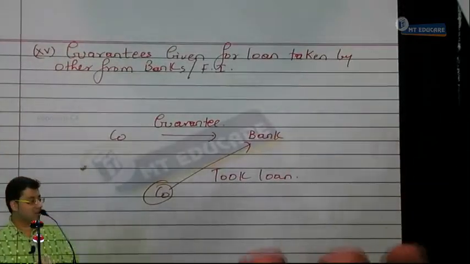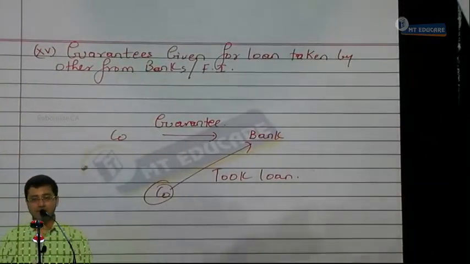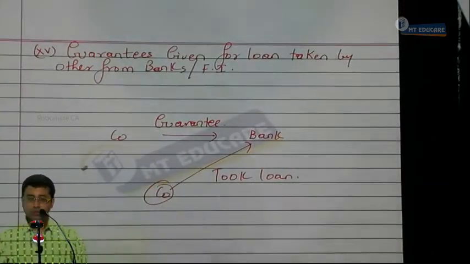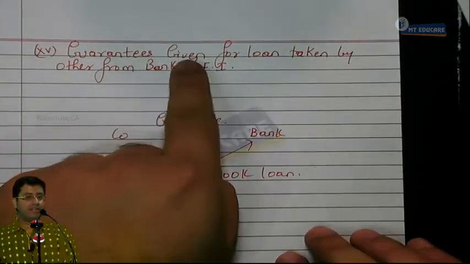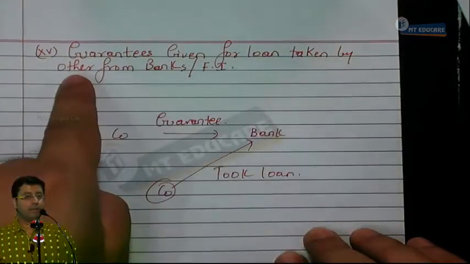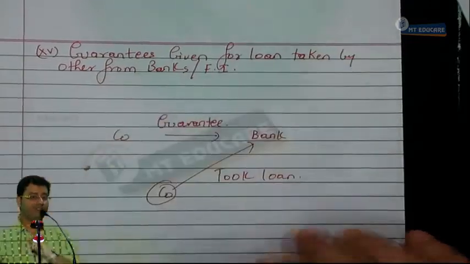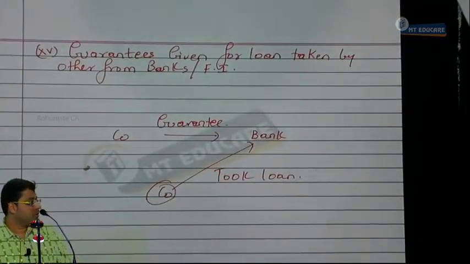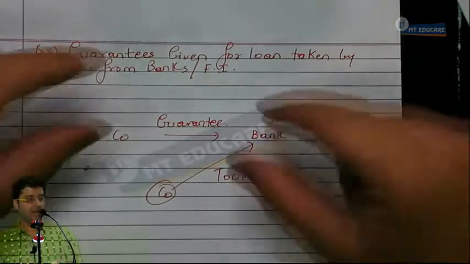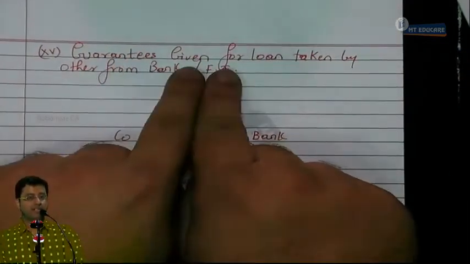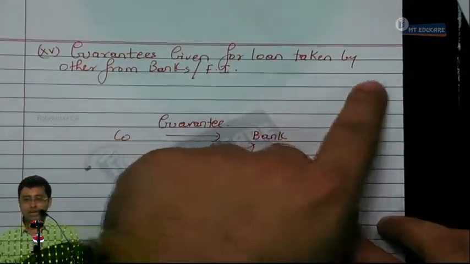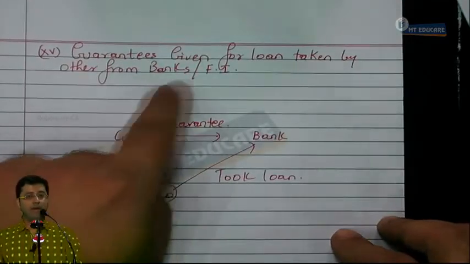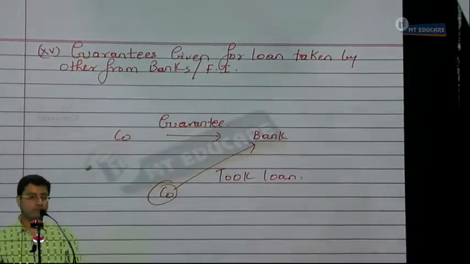Now understand the concept first. What is happening in this transaction? Guarantees given for loans taken by others from banks or financial institutions. The heading is a little technical, dicey to understand. Guarantees given for loans taken by others from banks or financial institutions. What does it mean?